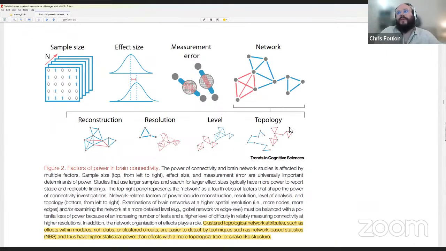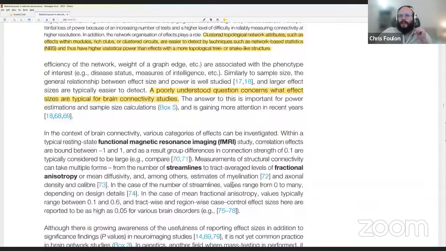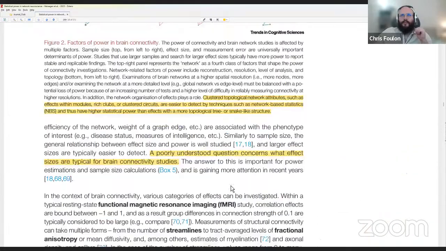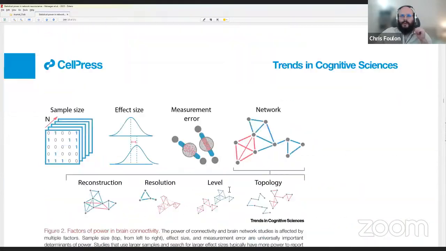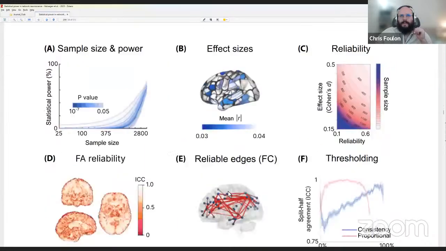And finally, one interesting thing is that, especially for network-based statistics, they talk about the topology of the network that can actually quite a bit affect the statistical power. So I think they have a little bit more details. So sample size, effect size.